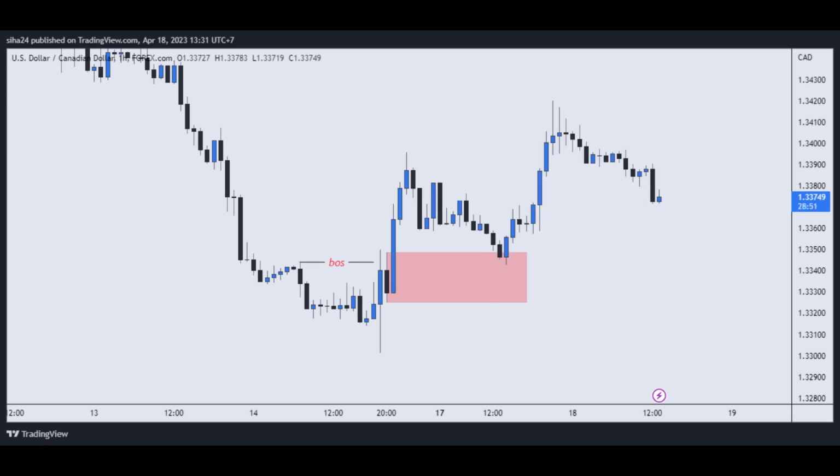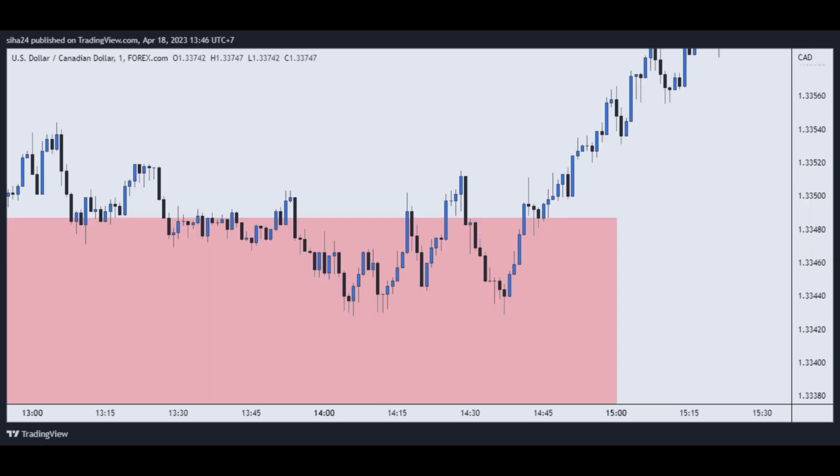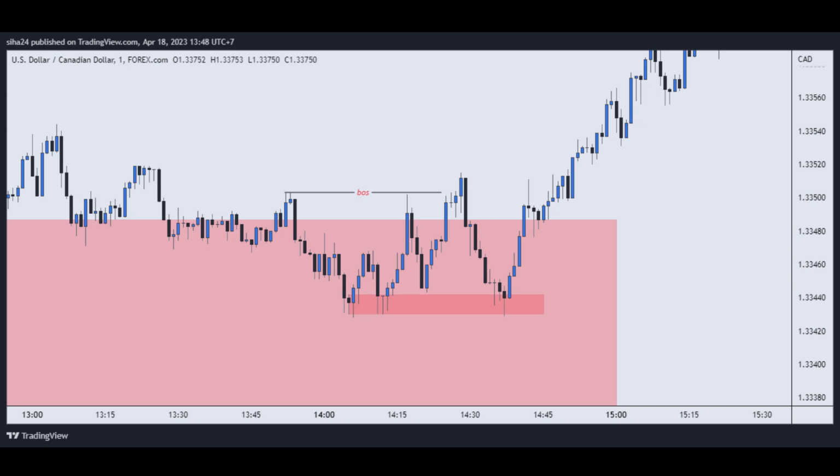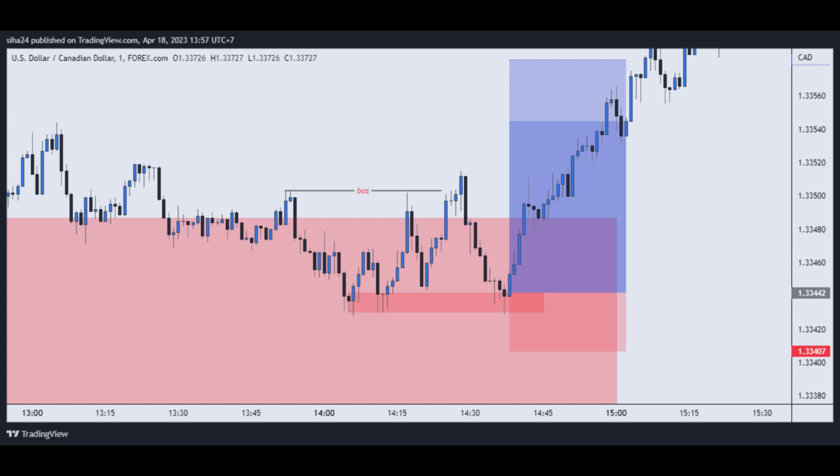So now all we have to do is wait for price to come back to our order block zone to look for our entry. When price comes back to our order block zone, we can go to a smaller time frame to look for more confirmation. As you can see here, we have another breaker structure created in the smaller time frame. This gives us more confirmation that our trade has more probability to play out. Here you can enter when price comes back to your second order block and put your stop loss a few pips below your order block. And as you can see, price is playing out beautifully.